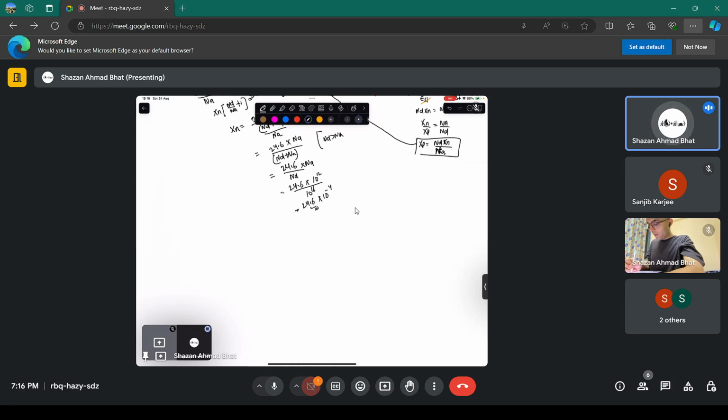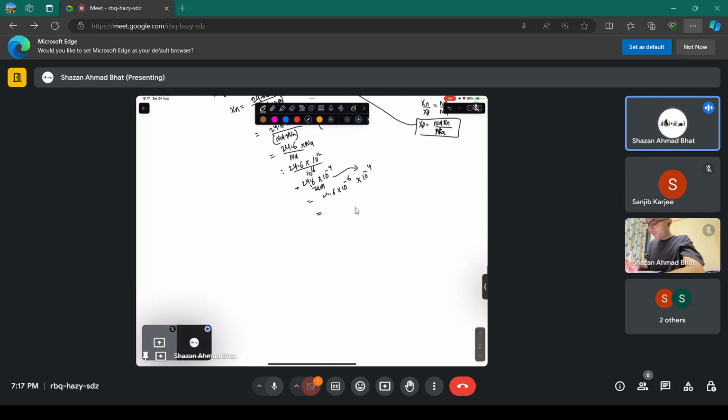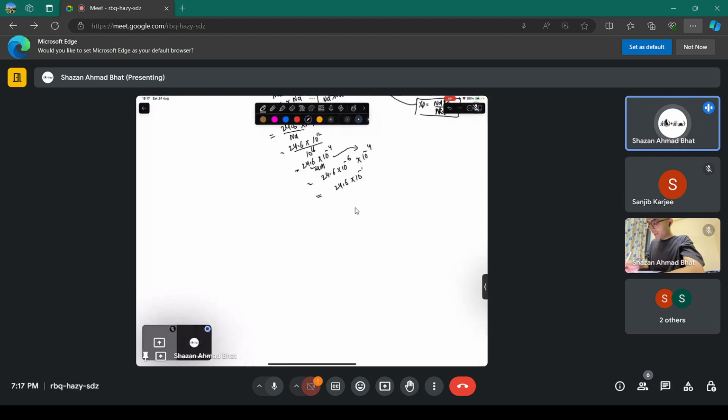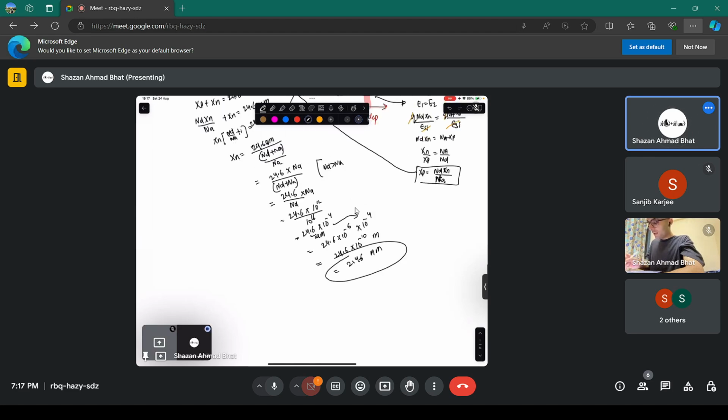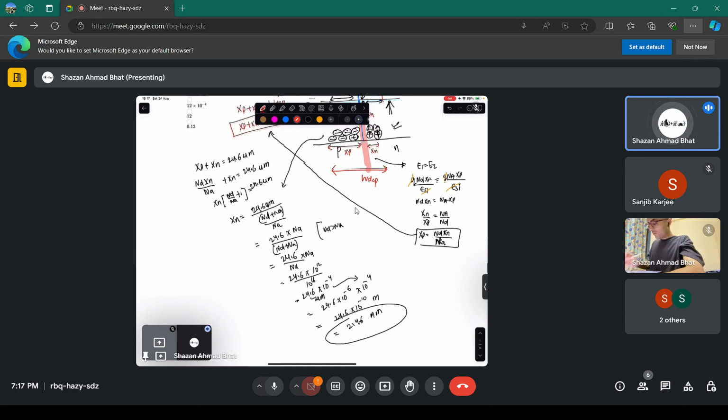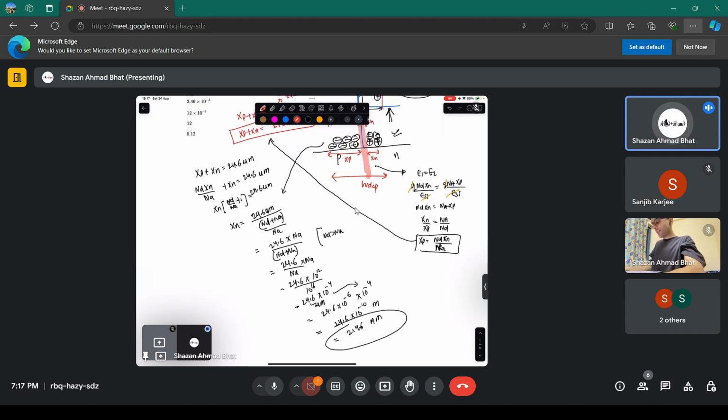So this was in micrometers, remember. So this is 24.6 times 10 to the power minus 6 meters into 10 to the power minus 4. And you get 24.6 times 10 to the power minus 10 meters, which is 2.46 nanometers. See how much smaller the region of space charge is. This is approximately 2.46 nanometers out of 24.6 micrometers.